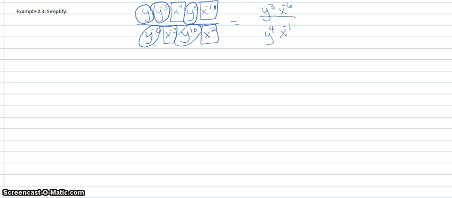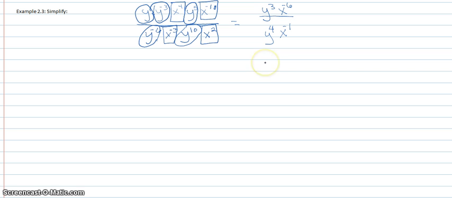Alright, now at this point we can start moving things around. And normally you want to have your exponents to be all positive, unless it's stated that they want the answer in the numerator. Okay?